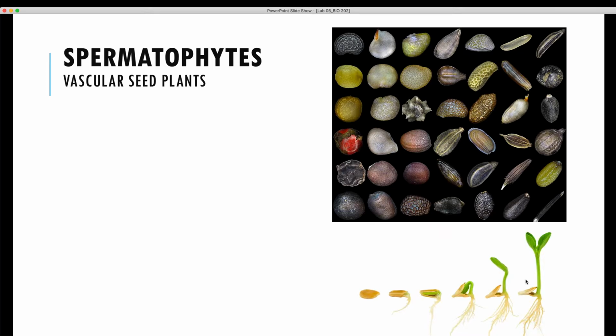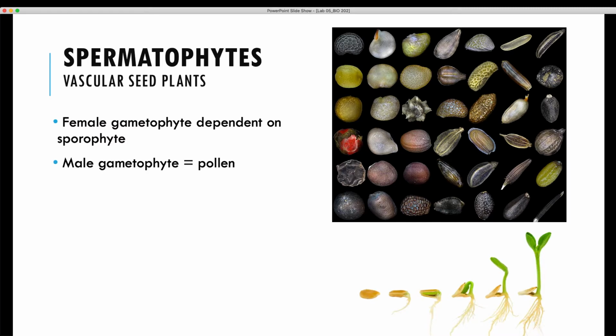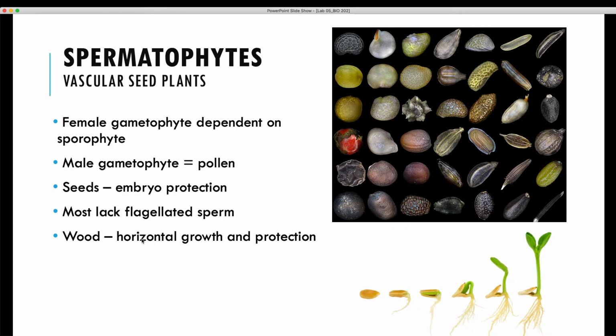So spermatophytes, these are our vascular seed plants. The female gametophyte is going to still be dependent on the sporophyte. That's what it's going to grow out of. The male gametophyte, in this case, is going to be pollen grains, and our male gamete is sperm, right? Seeds provide embryo protection, so inside of the seed is an embryo. We don't have any flagellated sperm, which means we don't need water in order to reproduce anymore.